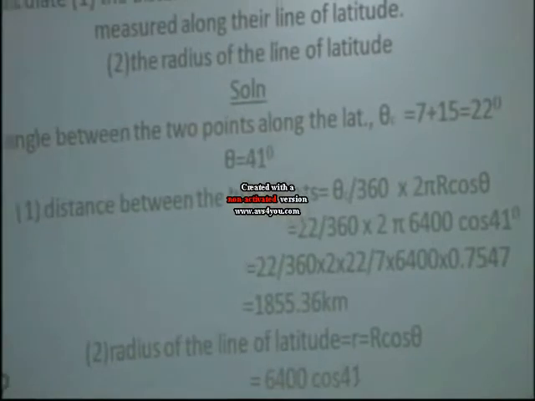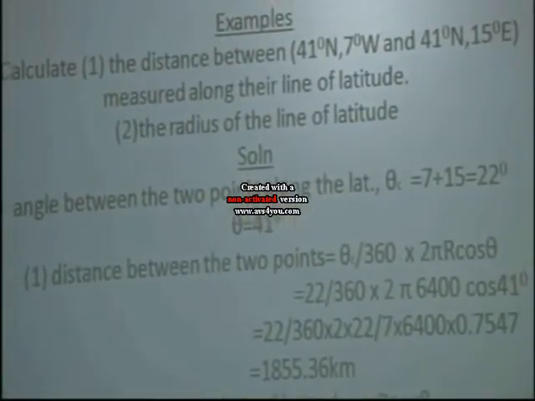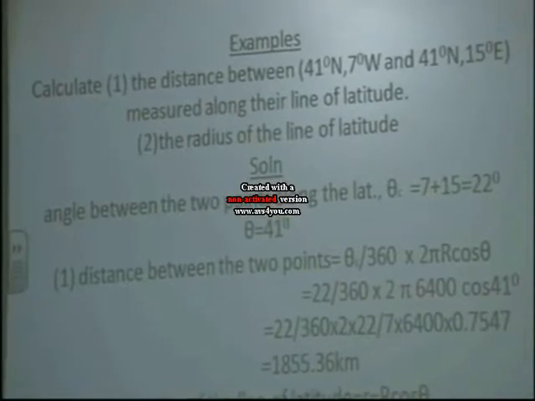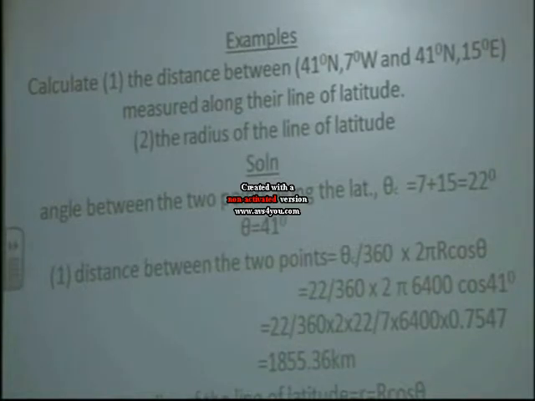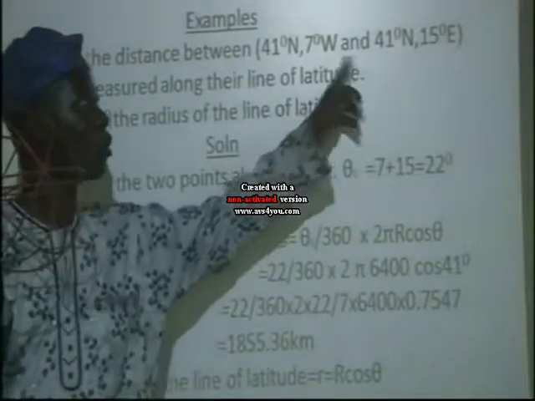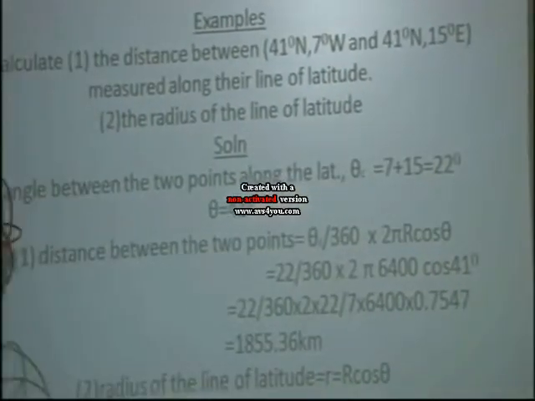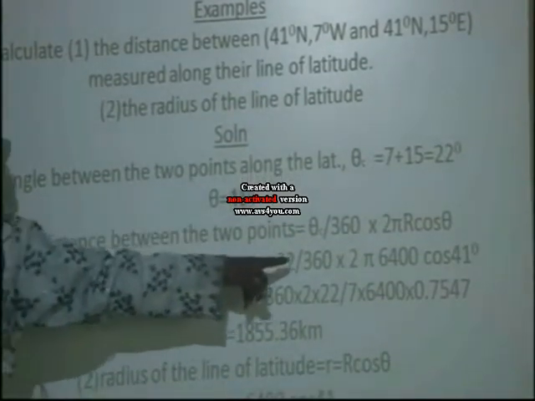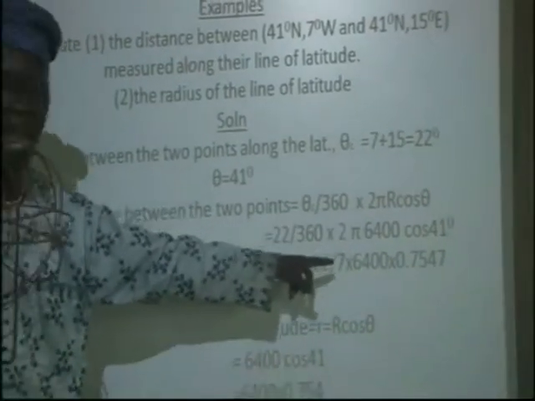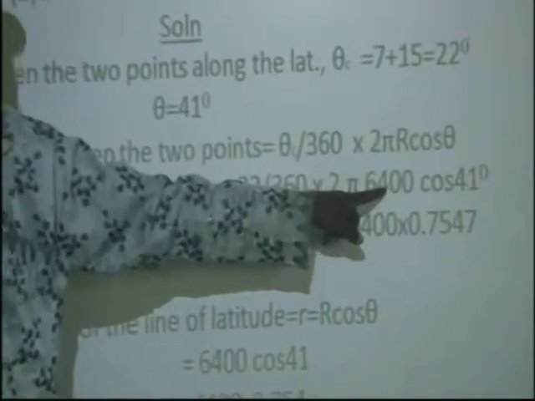So this point is on 41 degrees north, 7 degrees west, and another one is 41 degrees north, 15 degrees east. What is the distance measured along their line of latitude? We also need the radius of the line of latitude. The angle between the two points along the latitude is 7 plus 15, which is 22. So theta is 22. So 22 over 360 times 2 pi. What's the radius of the earth? 6400. Cos what is the line of latitude there?